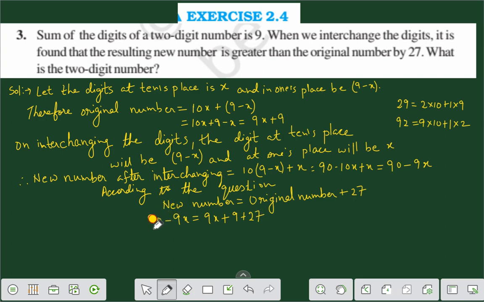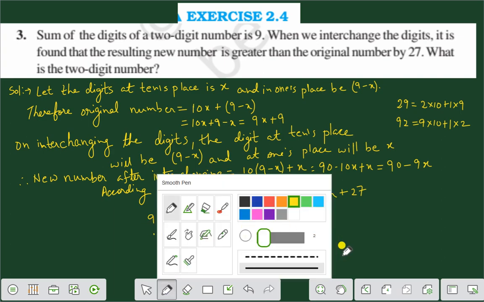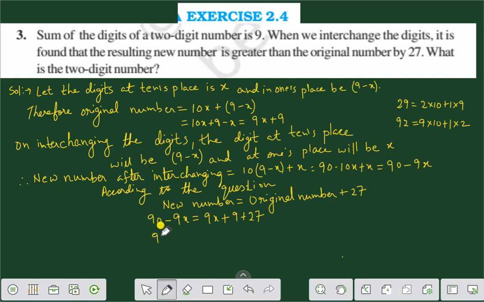Now we are getting 90 minus 9x is equal to 9x plus 36, right? 9 plus 27 is 36.